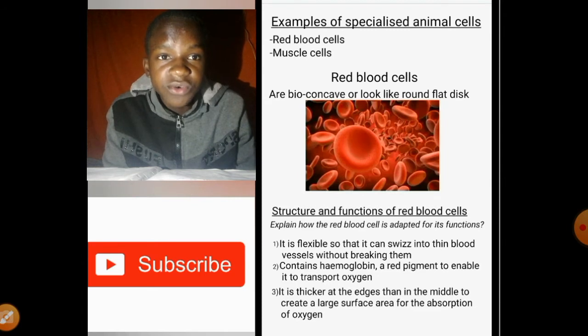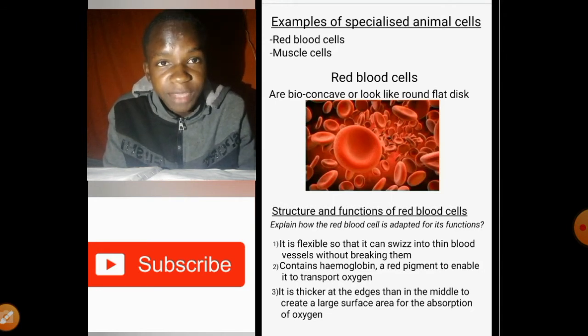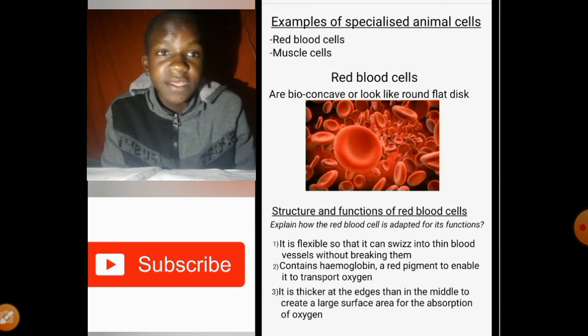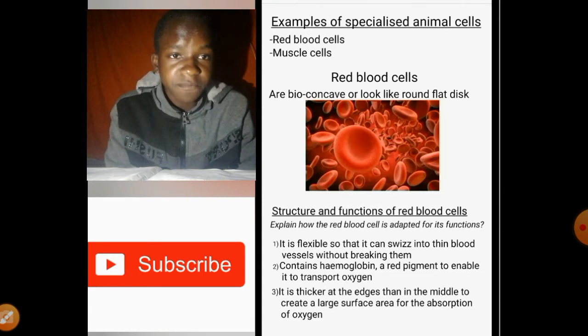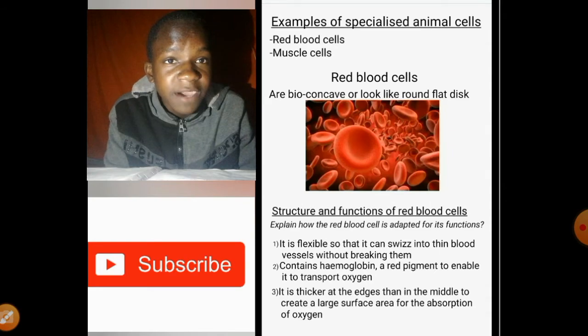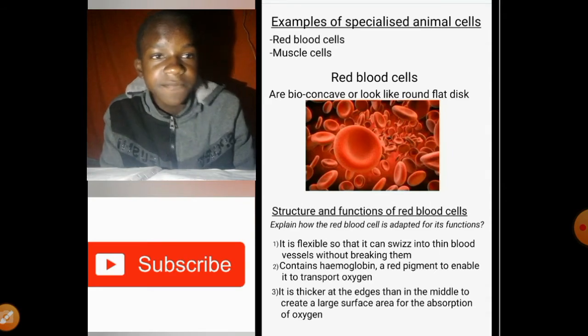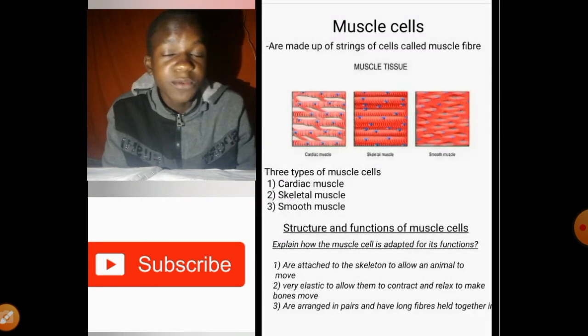Number two, it contains hemoglobin, a red pigment, that enables it to transport oxygen. Number three, it is thicker at the edges than in the middle to create a large surface area for the absorption of oxygen, as we can see in the picture above.